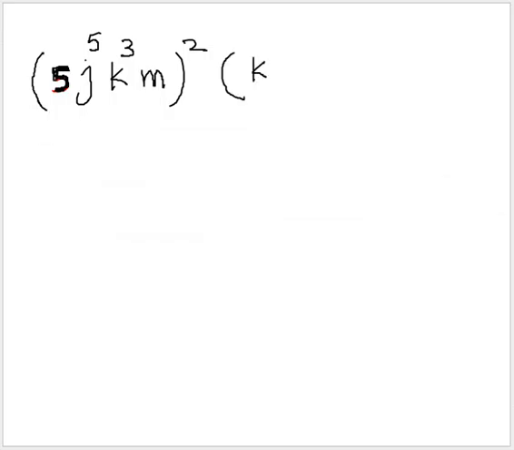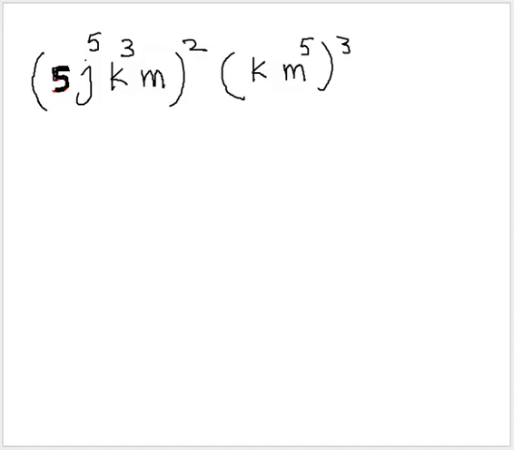Okay, so what we have here is 5, j to the power of 5, k to the power of 3, and then we have m to the power of 2, then we have k to the power of 1, it's m to the power of 5, the whole thing to the power of 3. That's what we're doing.